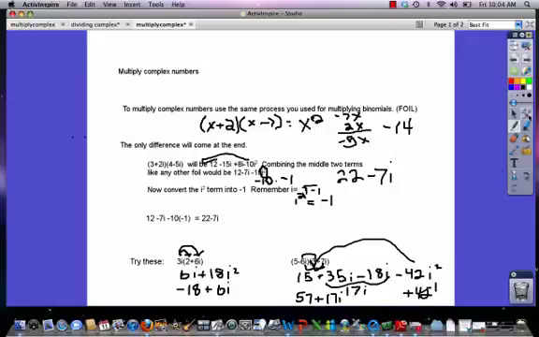Cool. All right, so this is not hard. This is similar to what you've been doing. The only difference is you're going to do this with any kind of FOIL problem. The only difference is when you get done, you've got an i squared, and you change that to negative 1, and then add it back to the beginning. And that's the only difference. All right?